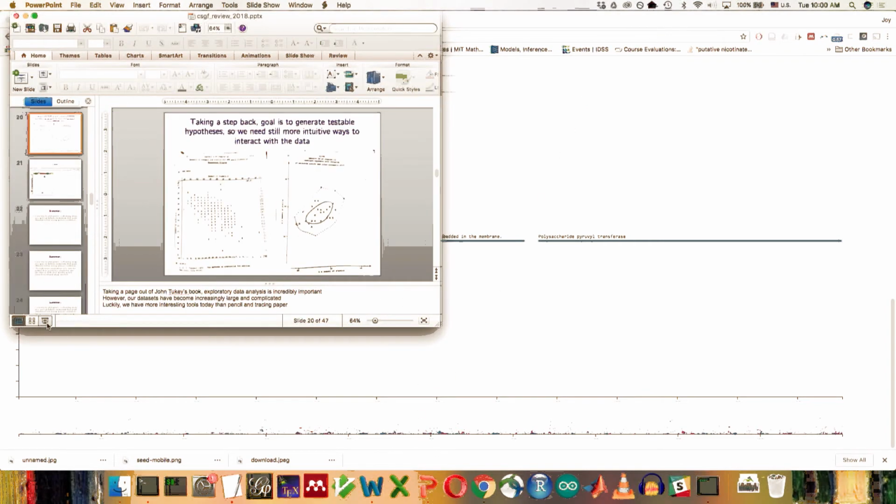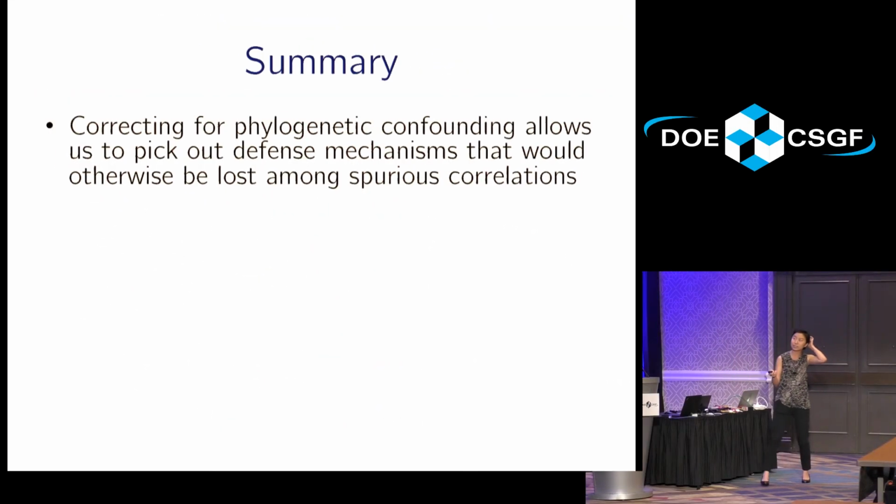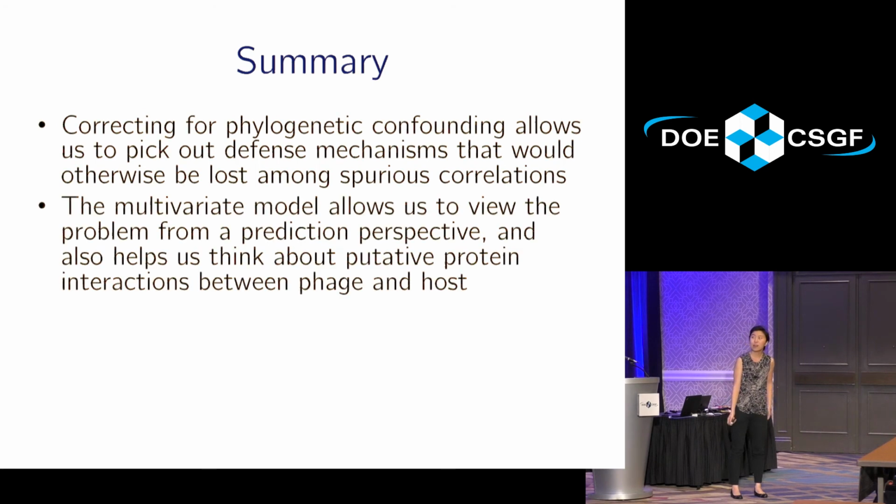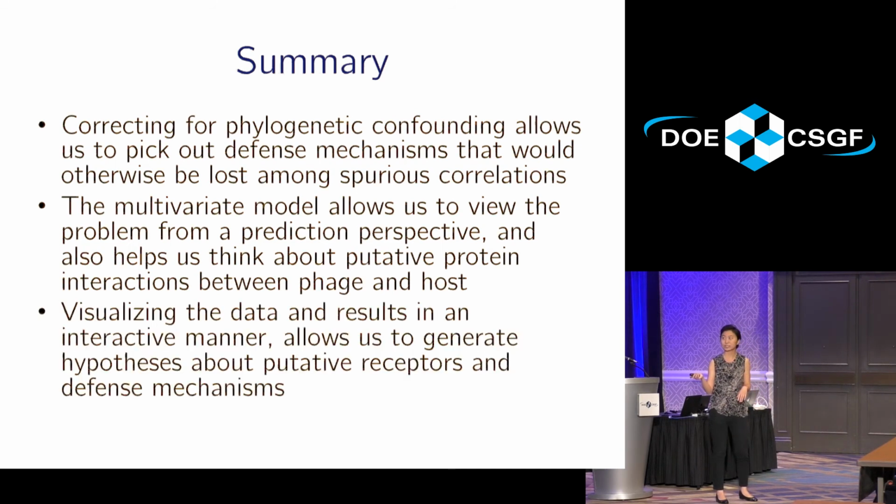Okay. So now, as a brief summary of the section so far, correcting for phylogenetic confounding allows us to pick out mechanisms that would otherwise be lost among spurious correlations. The multivariate model allows us to view the problem from a prediction perspective, and it also helps us think about putative protein interactions between phage and host. And visualizing the data allows us to generate more hypotheses about putative receptors and defense mechanisms.